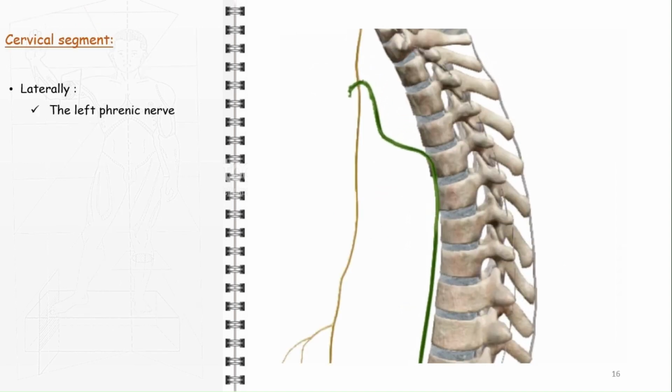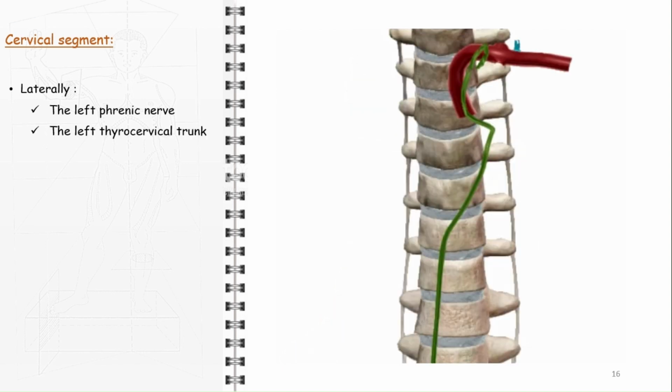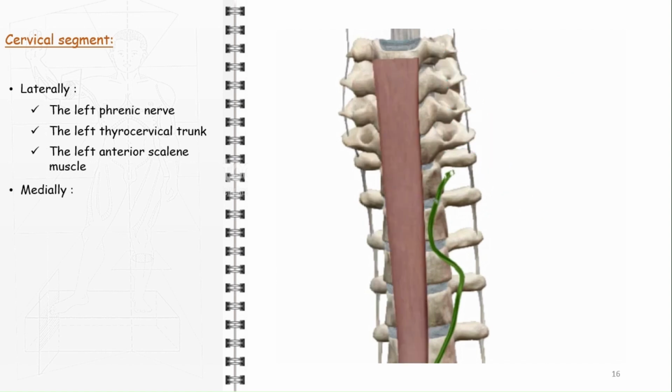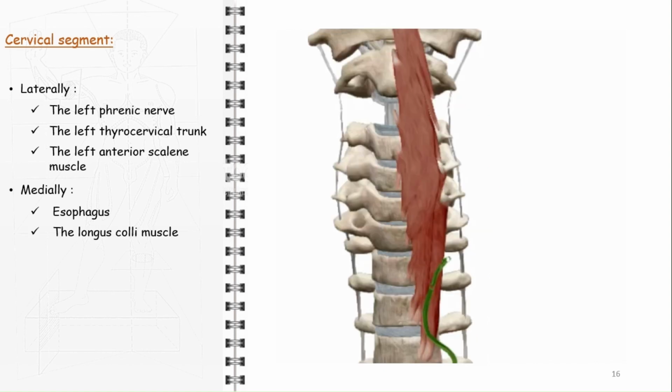Laterally, it corresponds to the left phrenic nerve, the left thyrocervical trunk, and the left anterior scalene muscle. Medially, its relationships are the esophagus and the longus colli muscle.